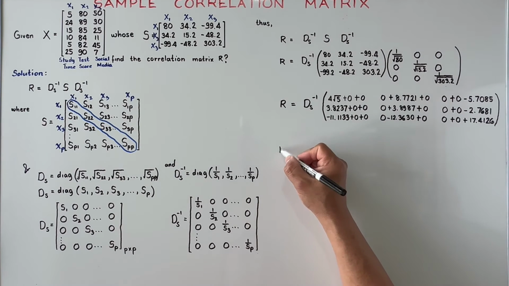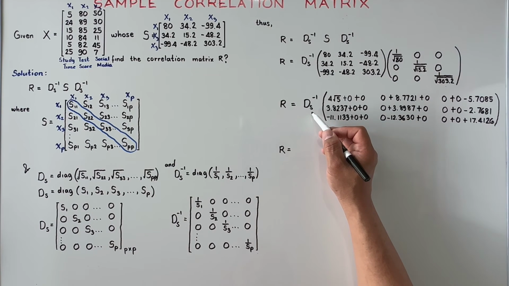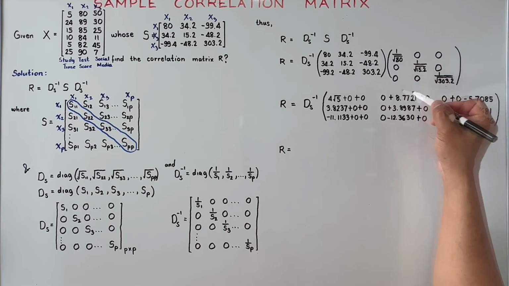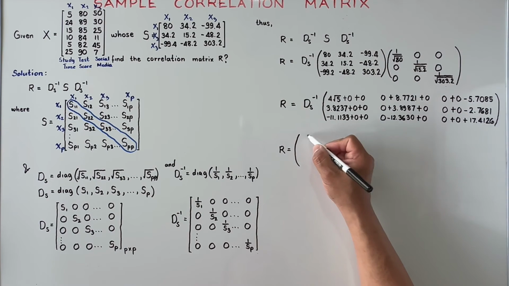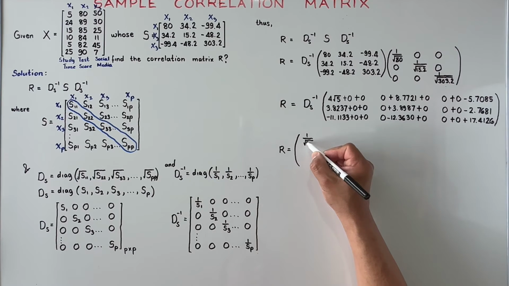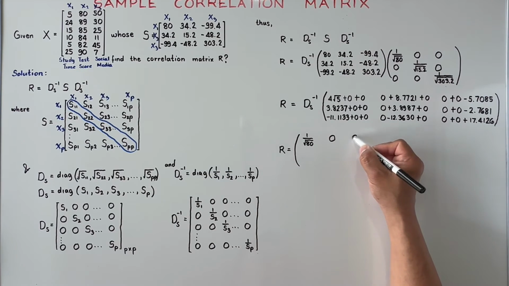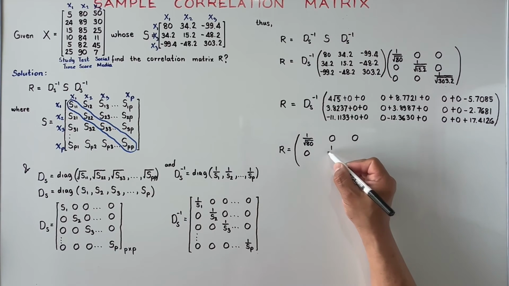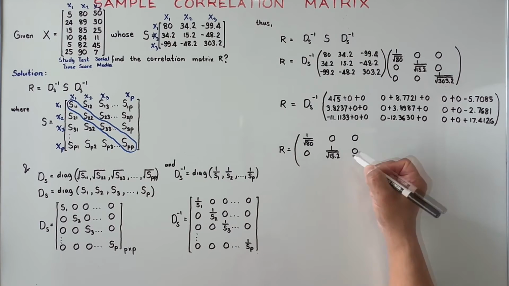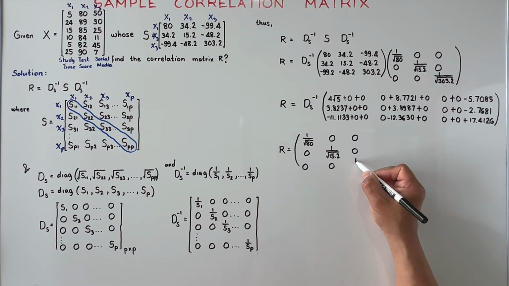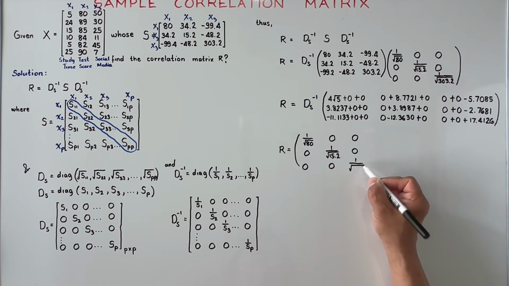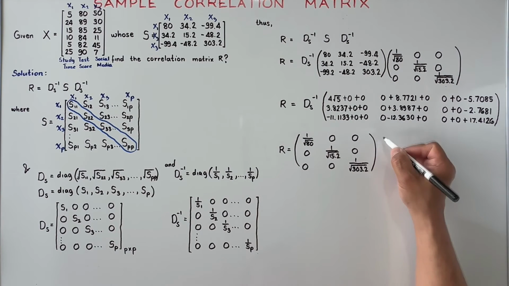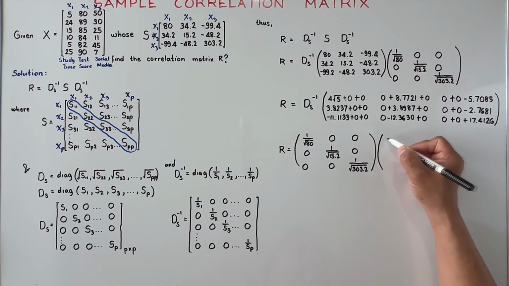So our sample correlation matrix is equal to the DS inverse, and we know that our DS inverse is this one. So writing our DS inverse, that is 1 over the square root of 80, and we have here 0, 0, and 0, 1 over the square root of 15.2, 0. Also this one, 0, 0, 1 over the square root of 303.2 here.